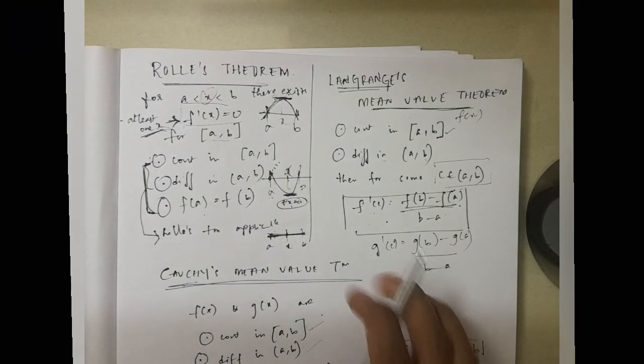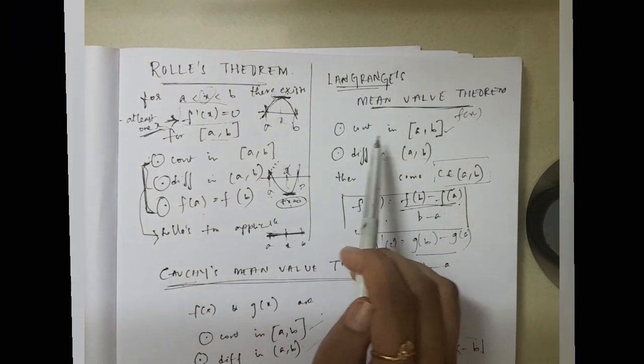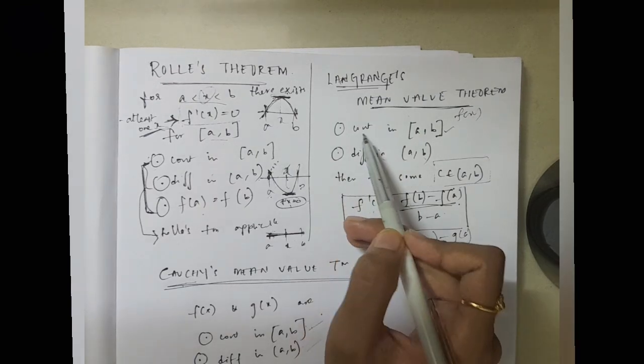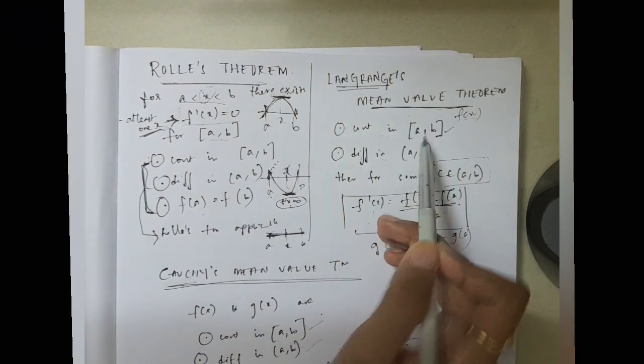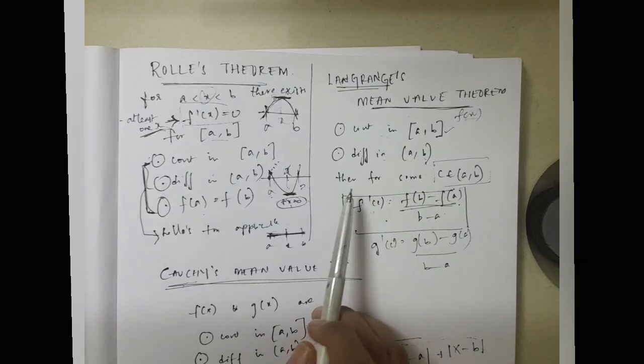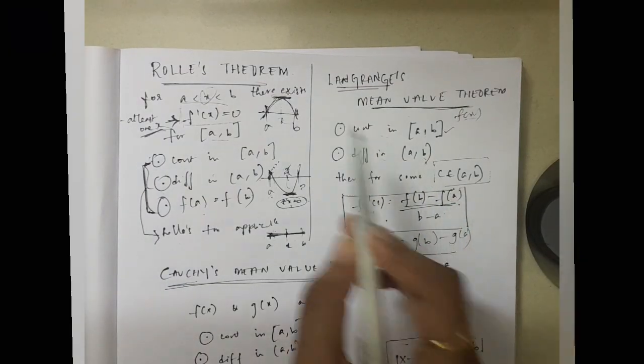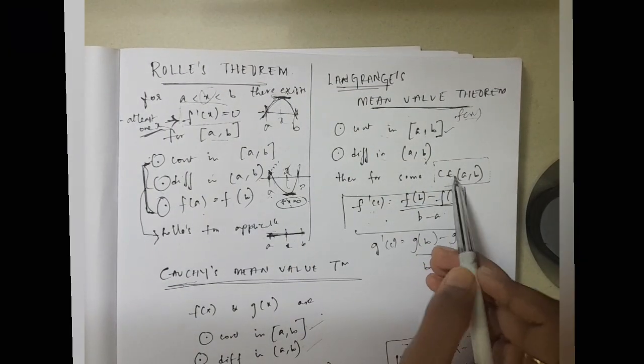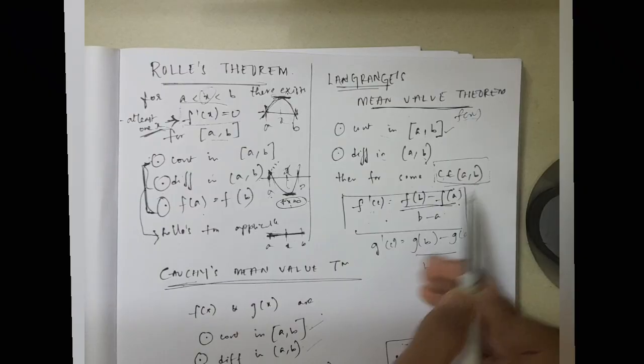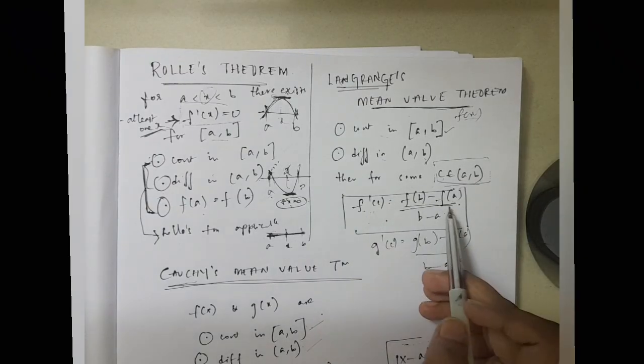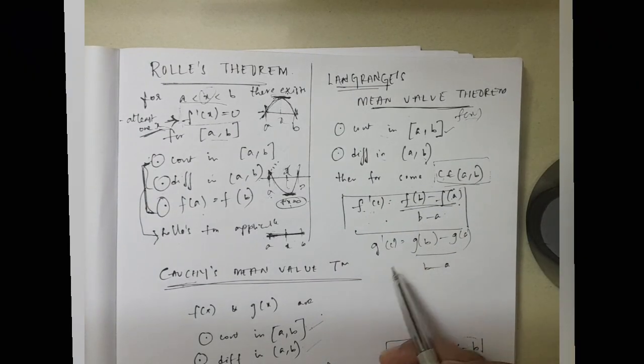That's Rolle's theorem. And in Lagrange's mean value theorem, the conditions are that f of x needs to be continuous in closed a to b and differentiable in open a to b. Then Lagrange's theorem states that for some c in the interval a to b, the slope at c is equal to f of b minus f of a over b minus a.